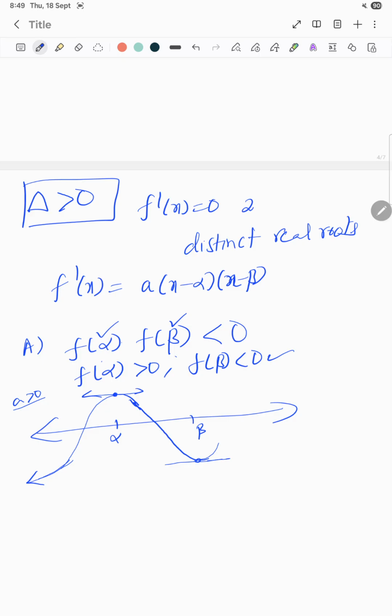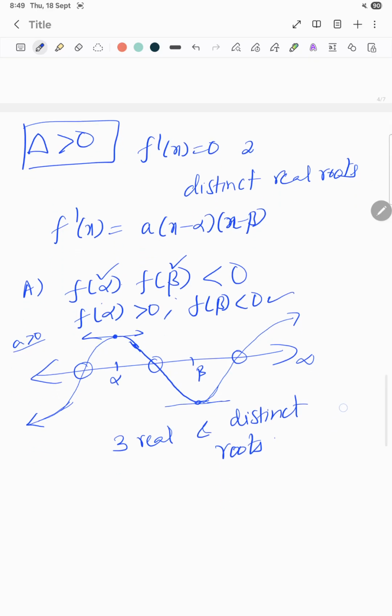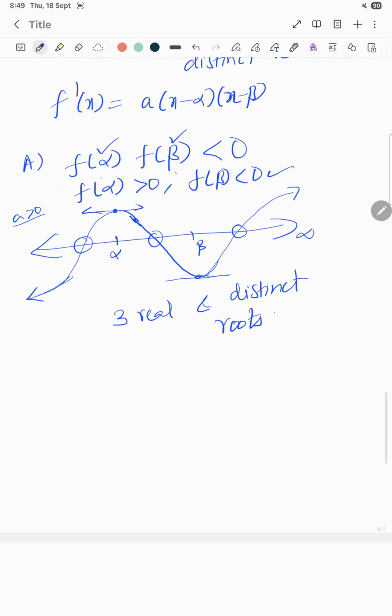Okay, so now as x approaches positive infinity, f of x approaches positive infinity. So it will go like this. Meaning, how many points is it intersecting? It is intersecting at 3 points. The curve intersects the x-axis at 3 points. Means in this case you will have 3 real and distinct roots.